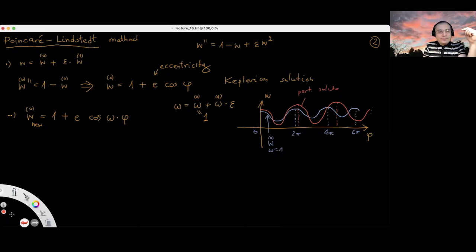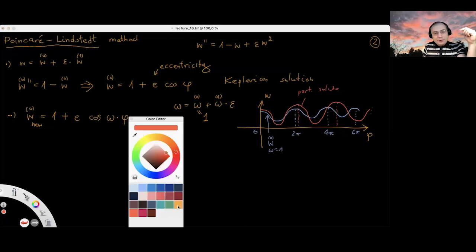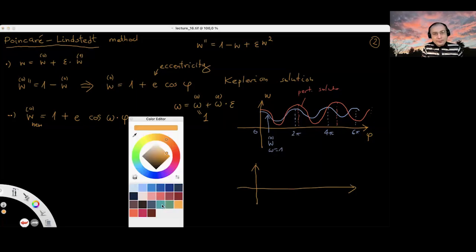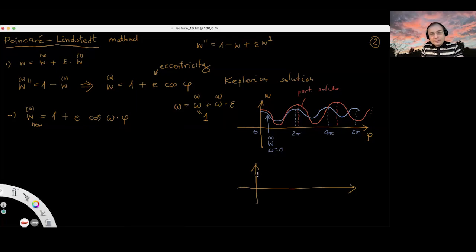But now, here's the whole gist of the Poincaré-Lindstedt method. We can react to that. We can take our fiducial string and tune it a little bit for a finite value of epsilon in order to counter this effect. So we take our zeroth order solution, we introduce a bit of a modification of frequency just to make sure that these two solutions remain in tune.